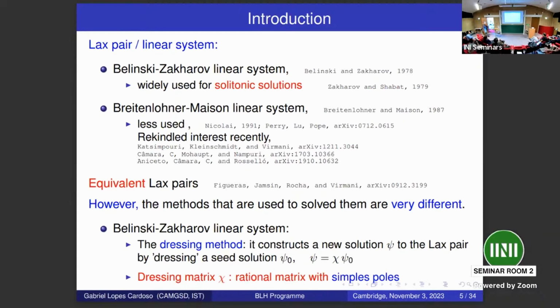So there are these two linear systems, and they turn out to be equivalent. They are equivalent, but the methods which you use to solve them are very different. And that will now address your question.